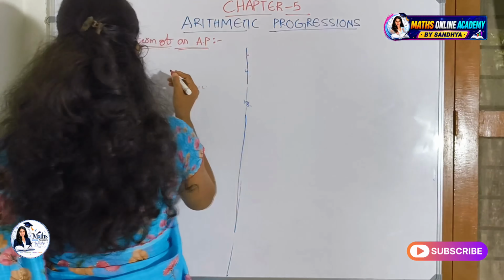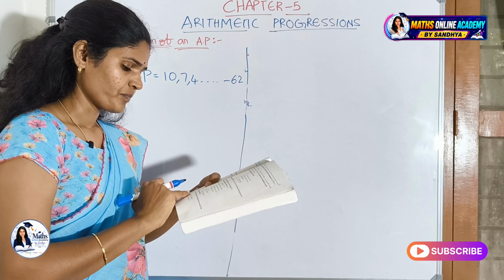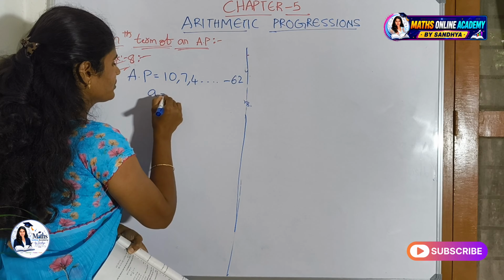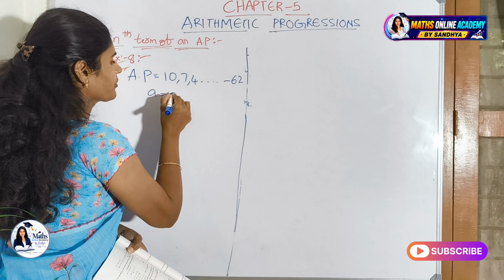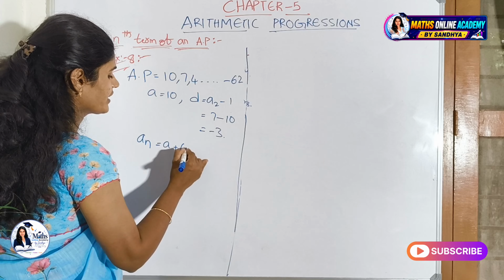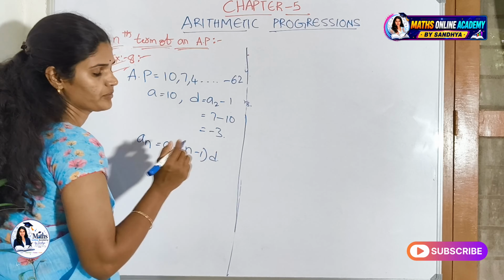Okay, these are the AP set, and a value is a equals 10, and d is what? a2 minus a1. a2 is 7 minus 10. So what is the value? Minus 3. d is minus 3. Let's find the 11th term from the last term of the set. So an equals what is the formula? a plus n minus 1 into d.